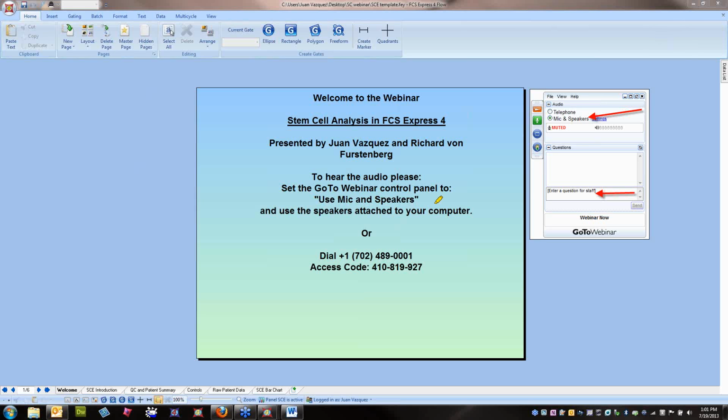So today's presentation is going to focus on two different applications that we can use in stem cell type assays. We're going to be looking at a clinical assay, stem cell enumeration, and then we'll be talking about research applications for stem cell assays, and that's what Rich will be focusing on.